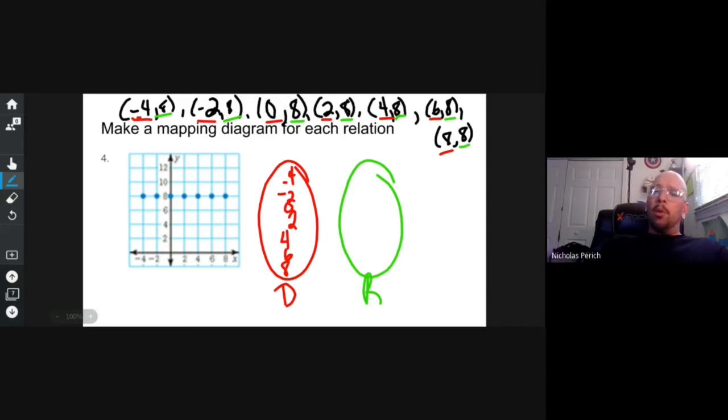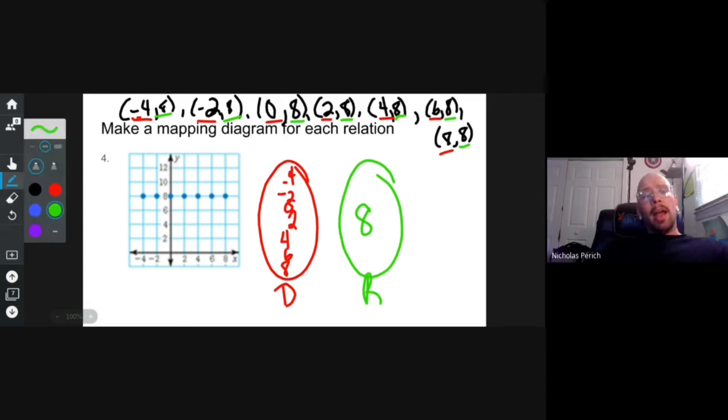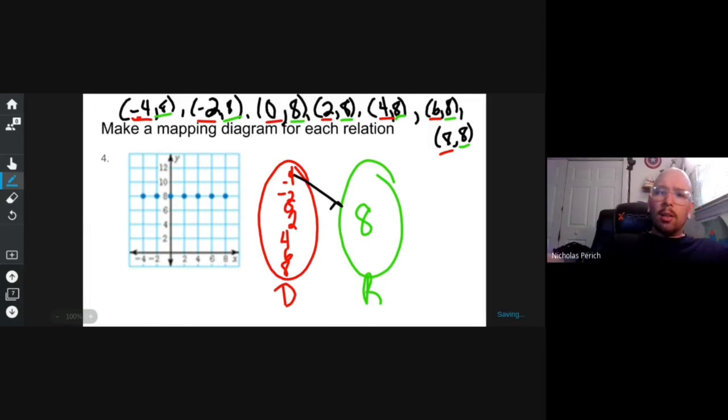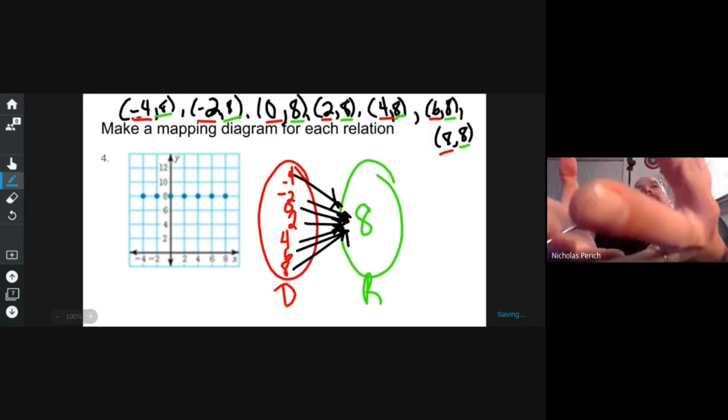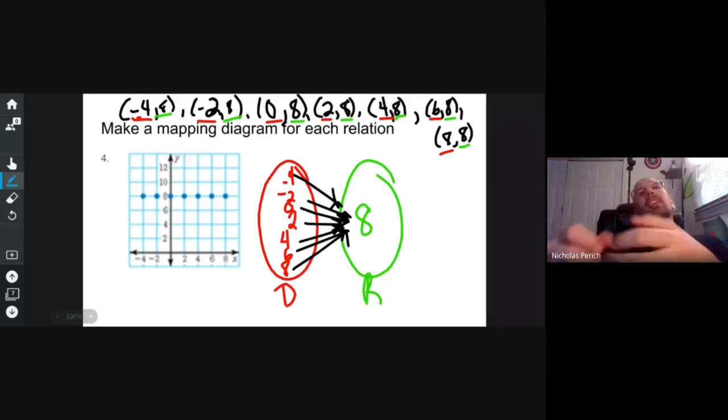In my range, I put an 8. And I know I have 7 of them. I'm only going to write it out one time. And now I need my arrows. -4 goes to 8. -2 goes to 8. So I know what's going to happen. All of these guys are just going to go right to 8. Easy.